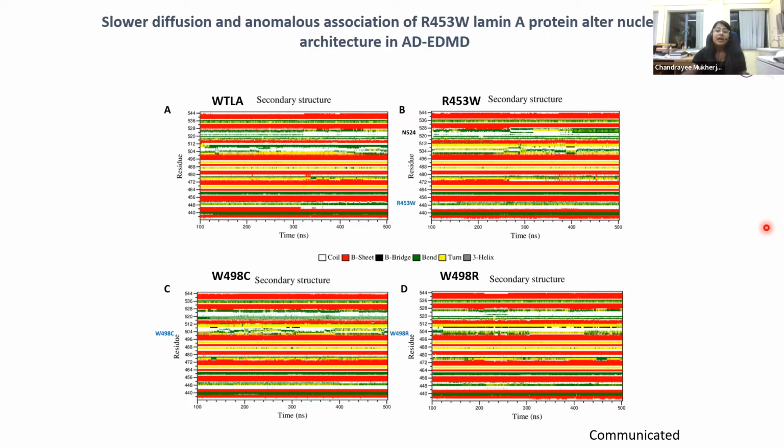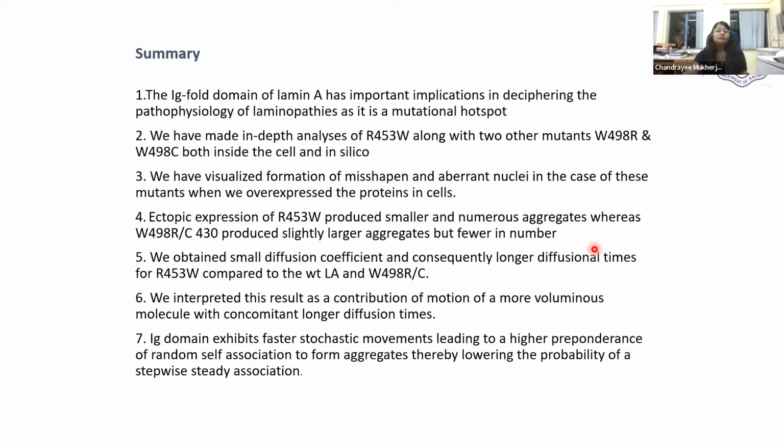And as a summary of this work, we obtained smaller diffusion coefficient and longer diffusion times for R453W as compared to wild type and W498C and R. We interpreted this result as a contribution of motion for a more voluminous molecule with longer diffusion times, and the IG domain exhibits faster stochastic movements leading to a higher preponderance of random self-association to form aggregates, thereby lowering the probability of a stepwise steady association into a functional nuclear lamina that we see in the wild type proteins.